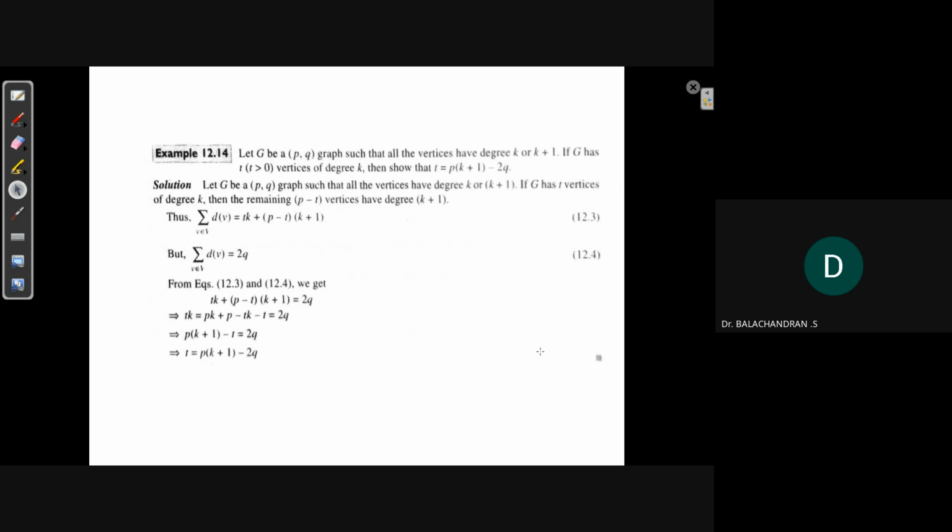Okay, the next problem is: let G be a (p, q) graph such that all the vertices have degree k or degree k plus 1. If G has t vertices of degree k, show that t equals (k plus 1) times p minus 2q.